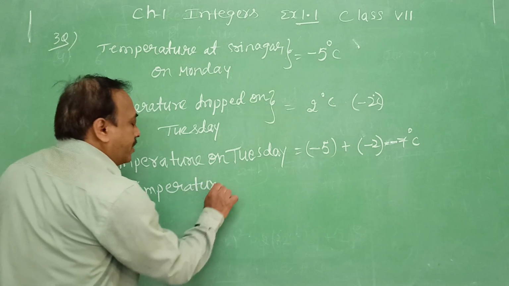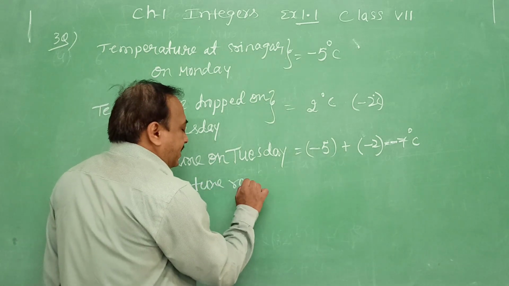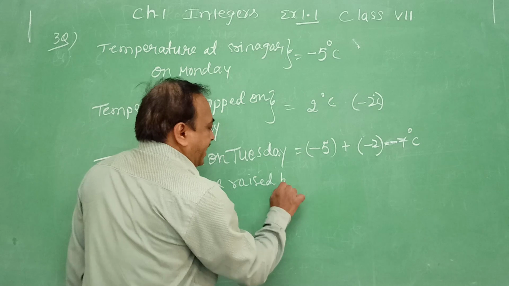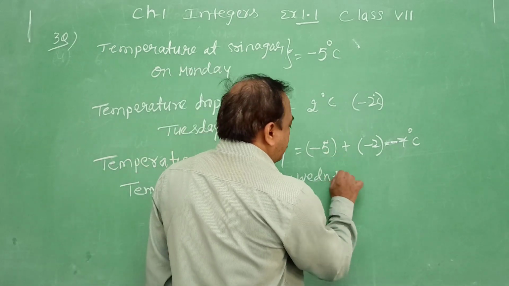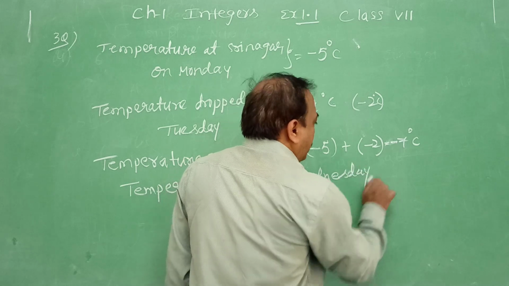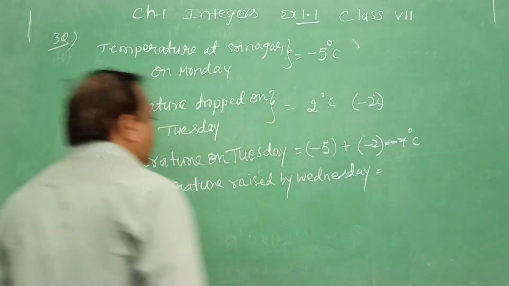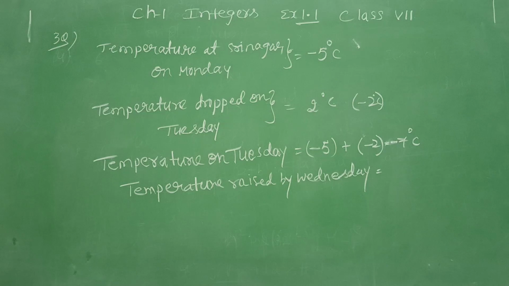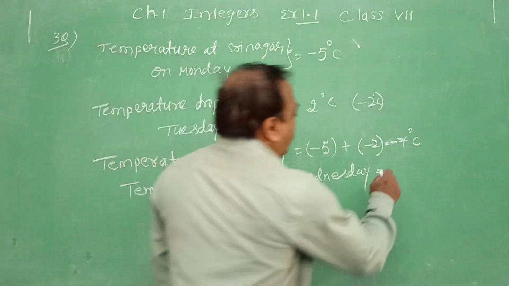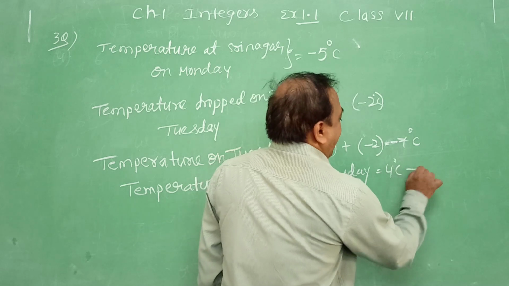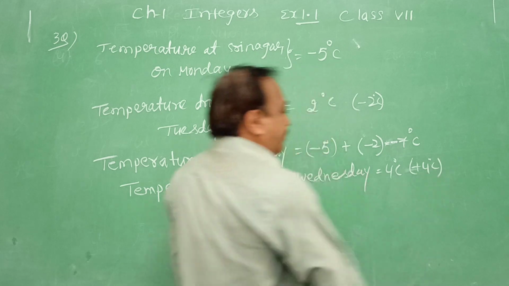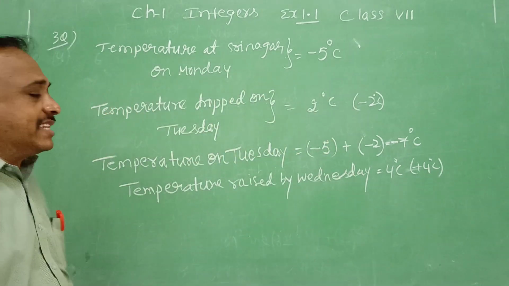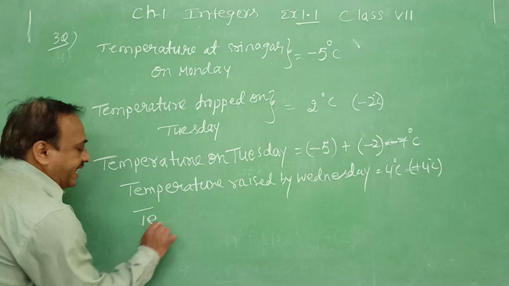Now, the temperature rise on Wednesday. How much was it raised on Wednesday? It was raised by 4 degrees Celsius. When it is raised, we represent it with plus, so plus 4 degrees Celsius. Temperature on Wednesday.